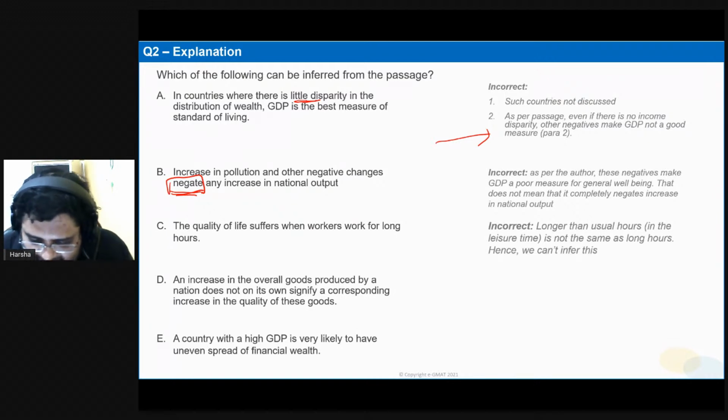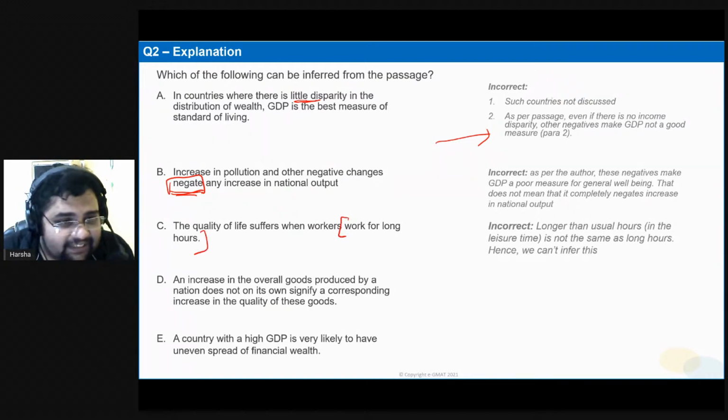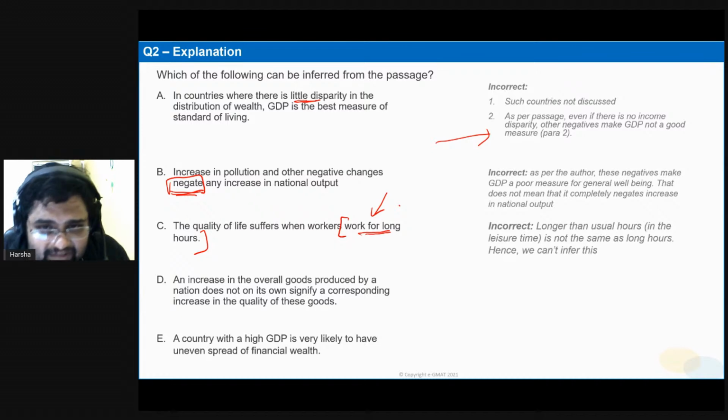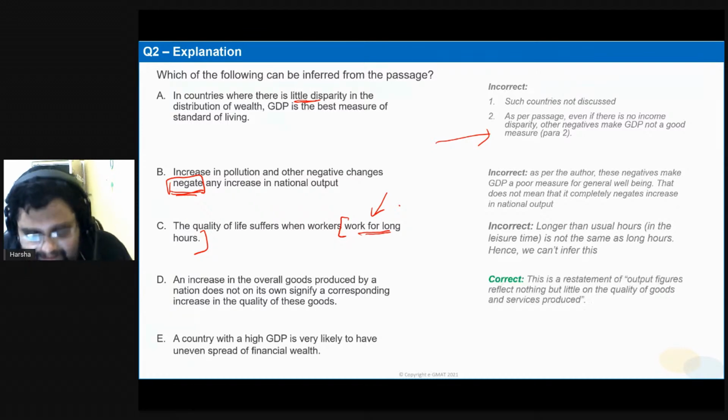Option C, again, this is the option which I told you some of you chose. All of you who did not focus on the comparison keyword, you could have fallen for this. You don't know whether anybody in this universe of this passage is talking about long hours. They're talking about longer than usual. That's not long. Option D is the correct answer.